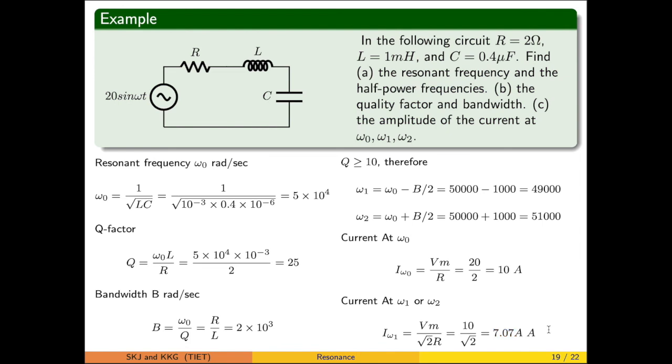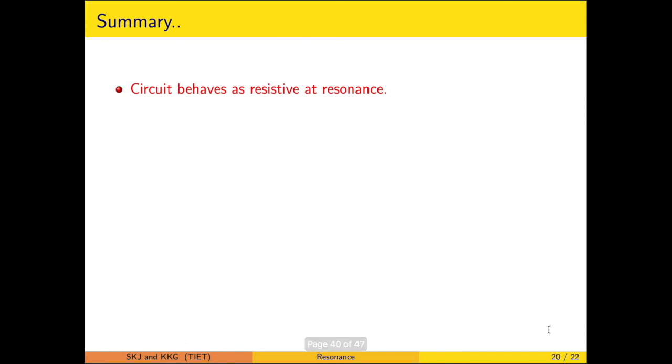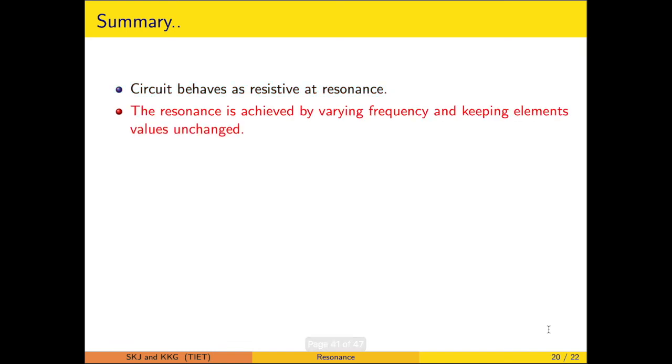On this, we can make some summary points: whether the circuit is of series or parallel nature, it behaves as resistive under resonance. Resonance is a condition achieved when the frequency is varying, whereas the element values are kept unchanged. This is important because the circuit behavior is resistive, or it is maintaining the unity power factor, but this is different from the power factor correction, which we will be discussing in the next class.